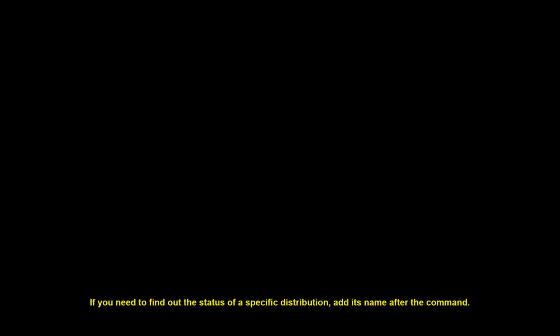If you need to find out the status of a specific distribution, add its name after the command. For instance, type WSL -l -v distribution_name and press enter. Replace distribution_name with the actual name of your distribution. The output will show you the version and status of that specific distribution.